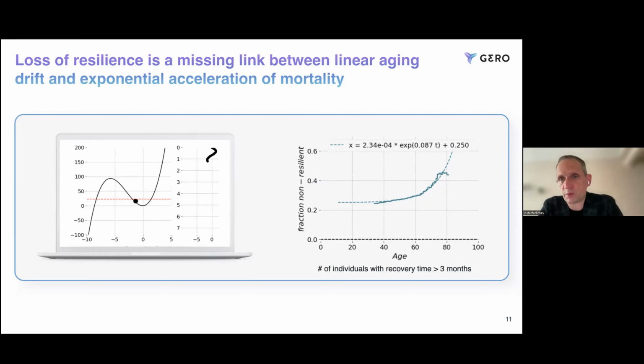And this is, by the way, not just a metaphoric representation. From wearable data, you can actually see this process happening. On the right, you can see the fraction of people who are not resilient. We measure the recovery rate in humans, and we find those who have a recovery time of more than 3 months. These are pretty sick people, by the way. And you can see that at any age, the number of such people is going up exponentially with age, and the exponent is exactly 8 years. So it coincides precisely with the mortality rate doubling time. So this is the exponential phenotype in humans. Stability is the late life phenotype that defines the frail.